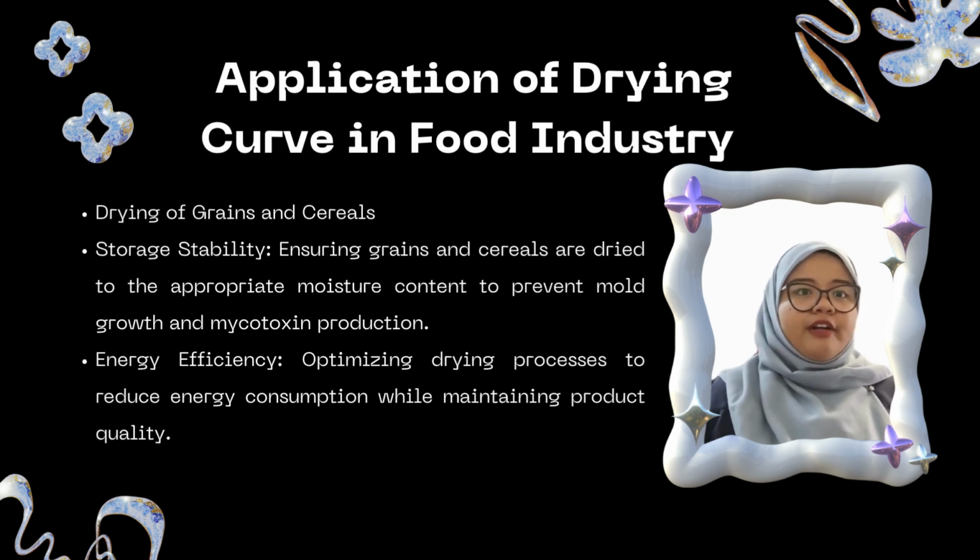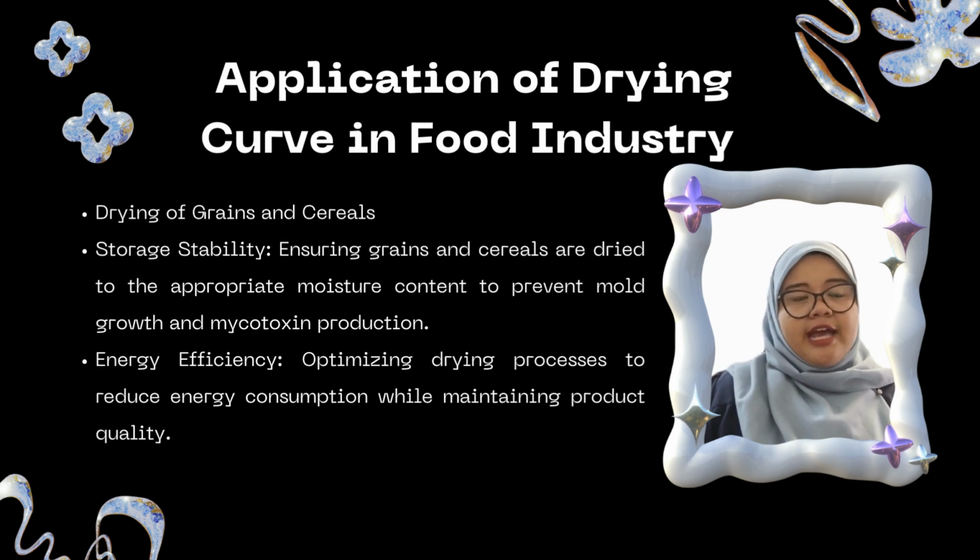Next is the drying of grains and cereals. For storage stability, it ensures the grains and cereals are dried to the appropriate moisture content to prevent mold growth and mycotoxin production. And for energy efficiency, we can optimize the drying process to reduce energy consumption while maintaining product quality.